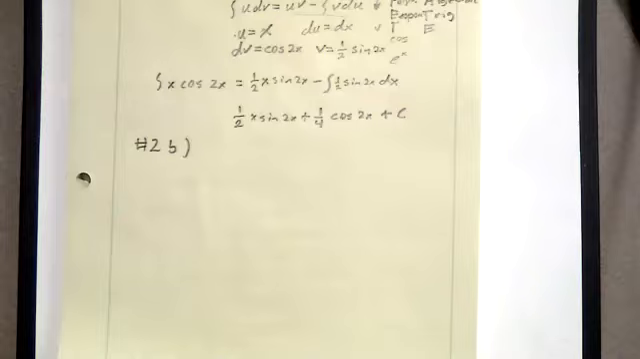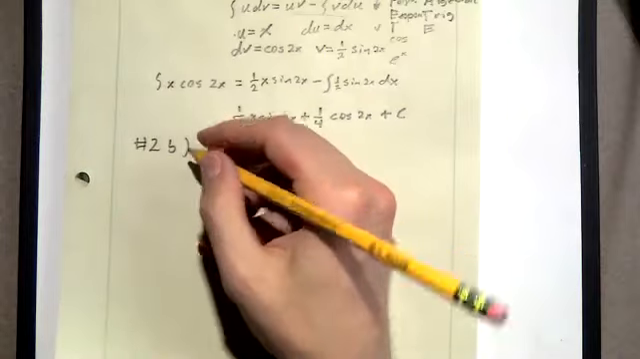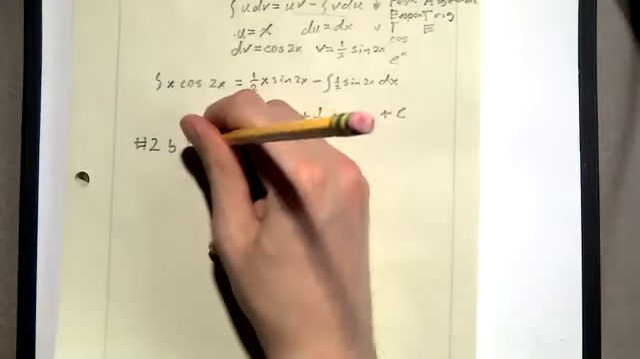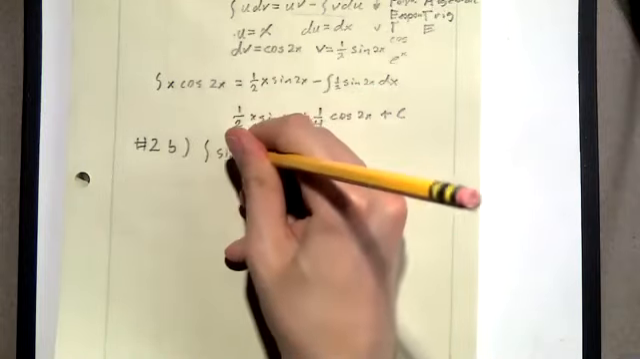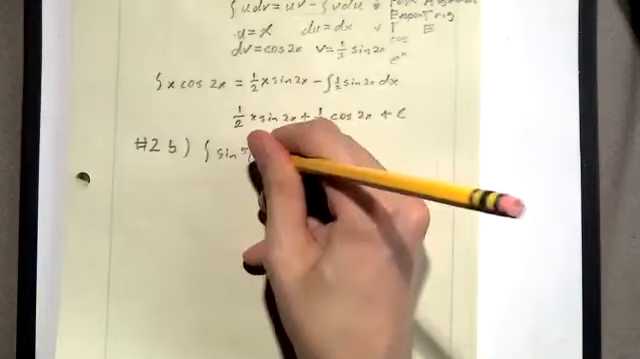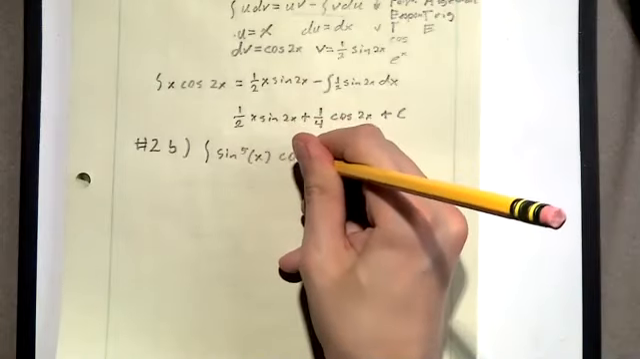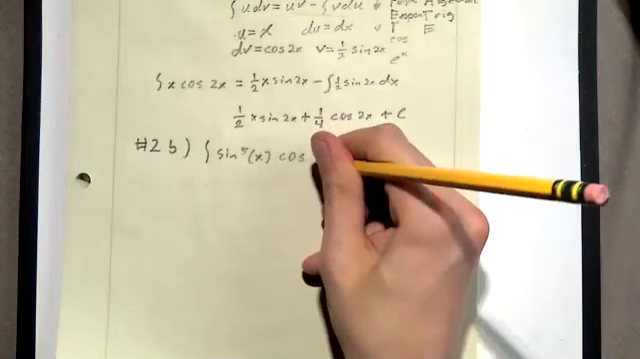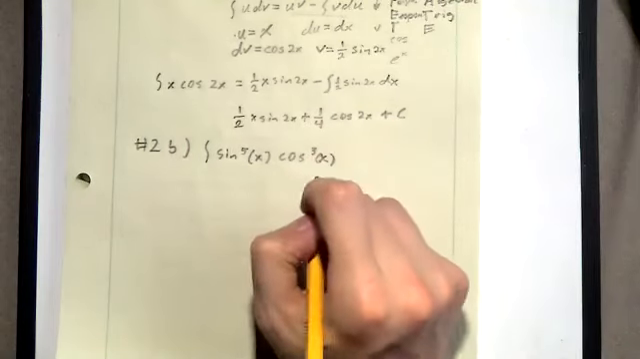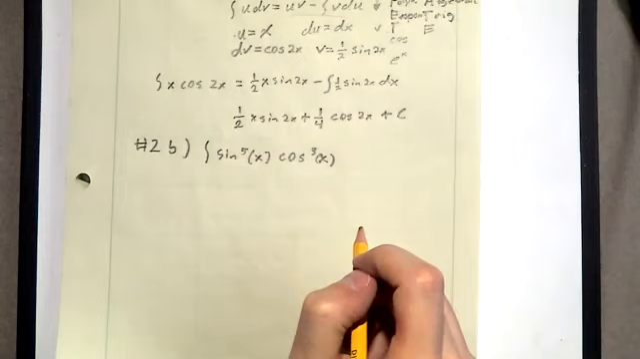Oh, these ones. These ones hurt me a little bit. So we got sine to the fifth, again, indefinite integral, and cosine to the third. So these typically come down to knowing which ones to group.